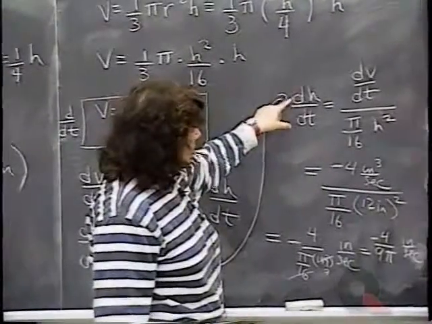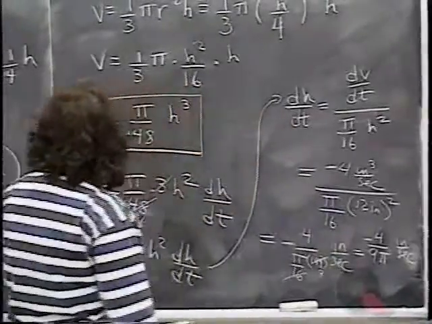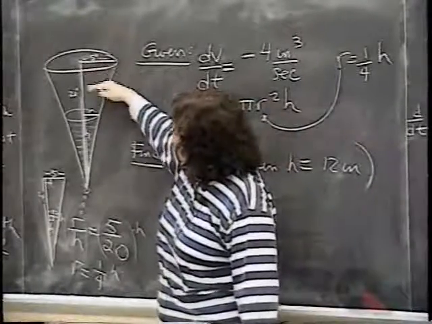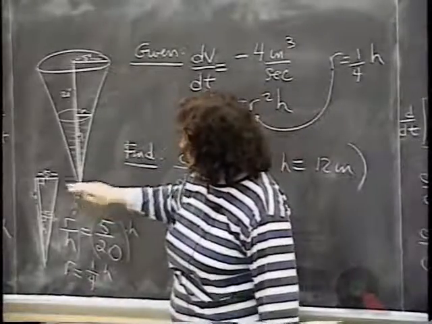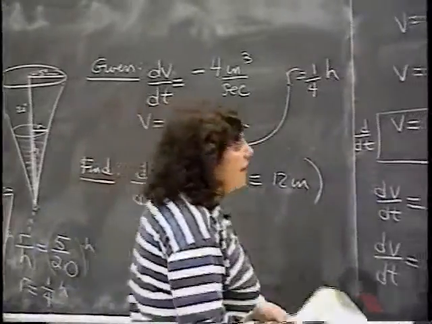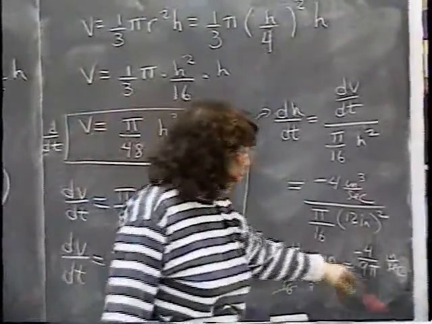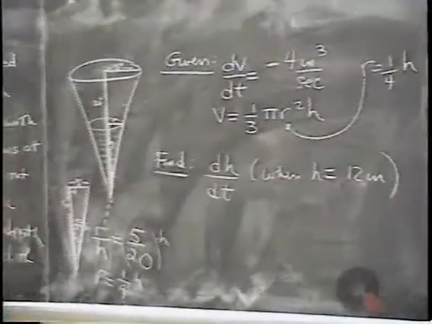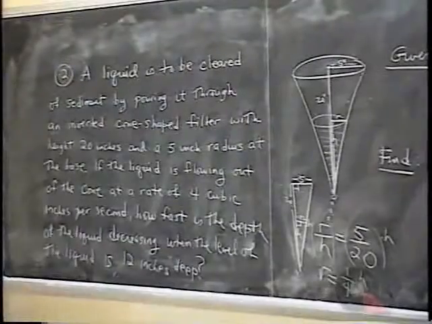Notice that we would expect dh/dt to come out negative because h is a decreasing quantity. h is the level of the liquid in the filter. And maybe it started up here at 20 and it's decreasing as the liquid runs through the filter. So just as V was decreasing and dV/dt was negative, h is decreasing. So we're not surprised that dh/dt is negative. So dh/dt is minus 4 over 9 pi inches per second, or to answer the question, how fast is the depth of the liquid decreasing when the level of the liquid is 12 inches deep?